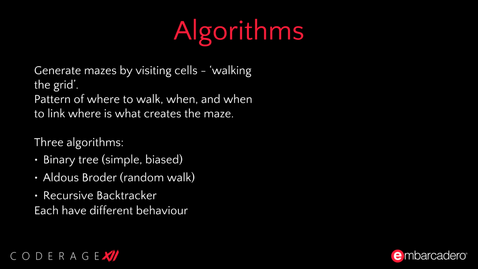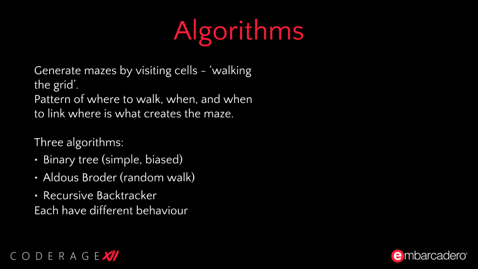So let's look at some algorithms. We generate mazes by visiting cells. It's called walking the grid. And the pattern of where to walk and when to link, and where to link where, is what creates the maze. And algorithms do this in a whole variety of different ways. So we're just going to look at three.